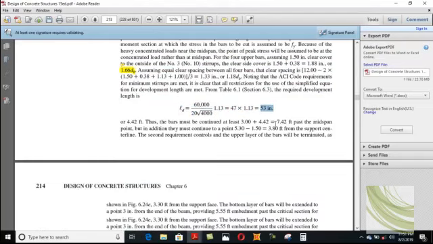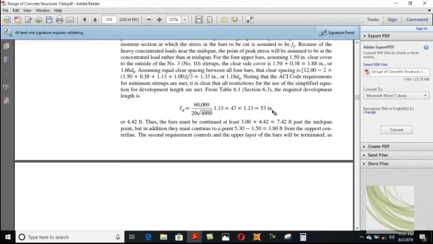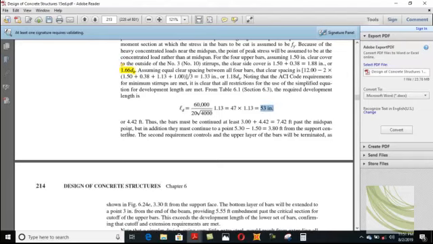Clear? So your LD comes out to be 53 inches. Clear? Or you can say 4.42 foot. Thus the bar must be continued at least 3 plus 4.4, that is 7.42 foot past the midspan point.